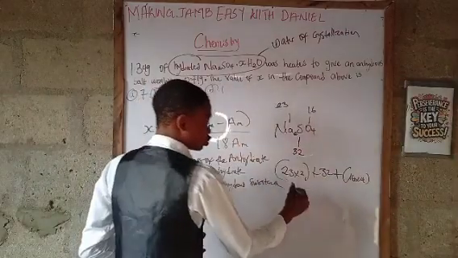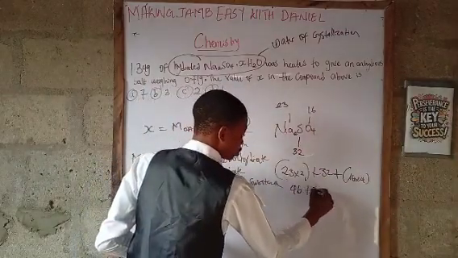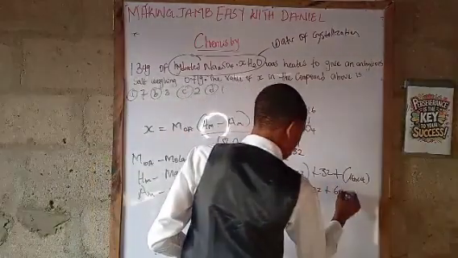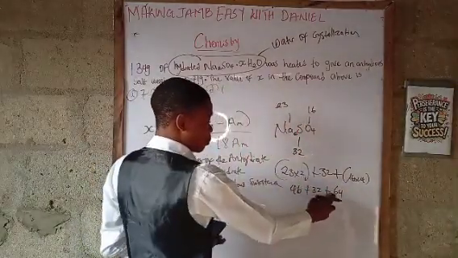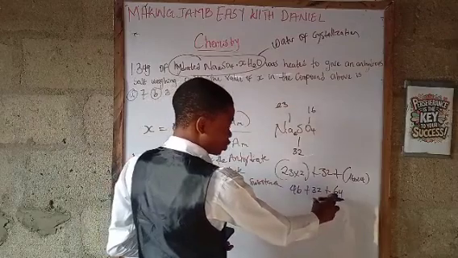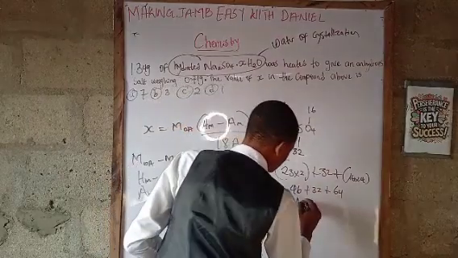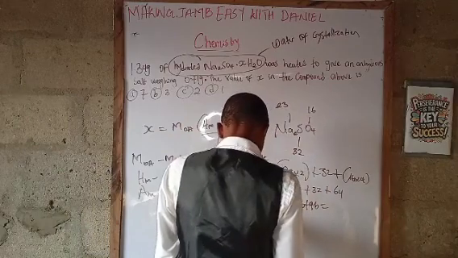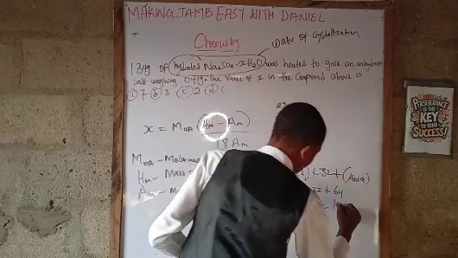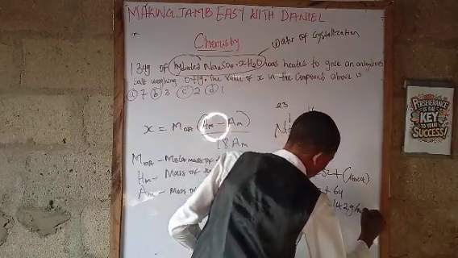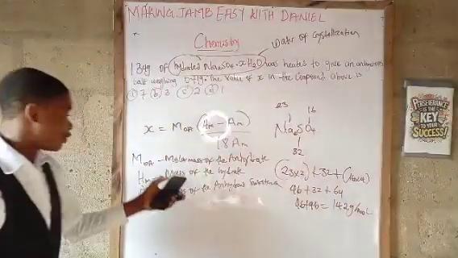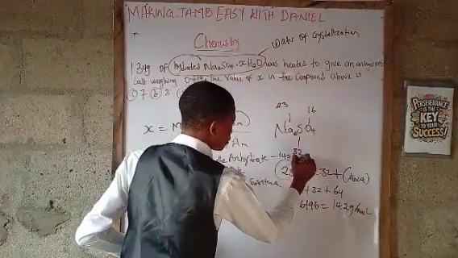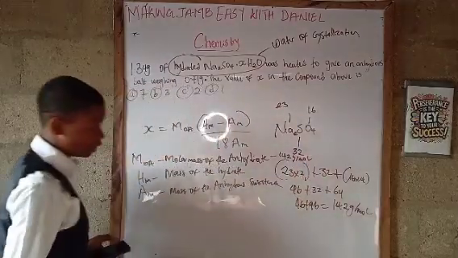23 times 2 is 46, right? Plus 32. 16 times 4 is 64. And let's add this. 64 plus 32 will give us 96, right? Then 46 plus 96 will give us 142 gram per mole. Now we have found our molar mass. You can write it there: 142 gram per mole. I hope you are seeing my writing.